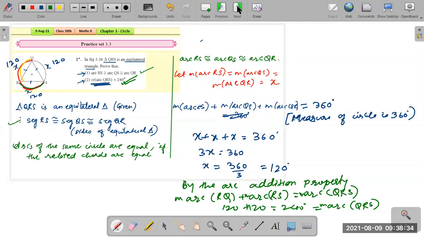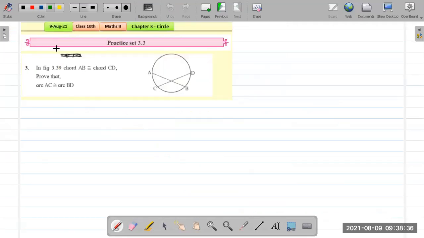Let's look at the last part. We can just quickly go over it. So just check what we are given here. We are given that chord AB is congruent to chord CD. Let me highlight AB in blue and I will highlight CD in green. Just check. So these two arcs, they are given to be equal.